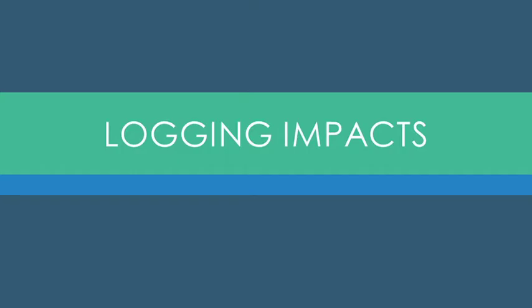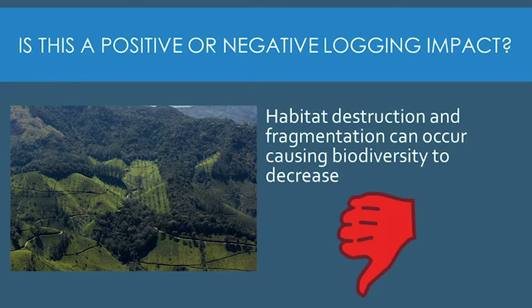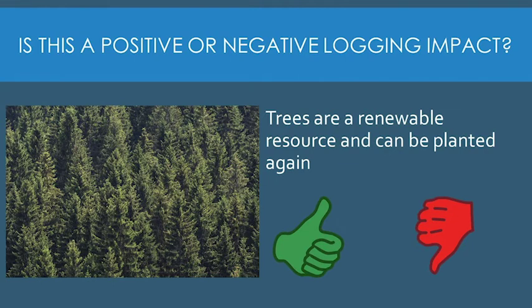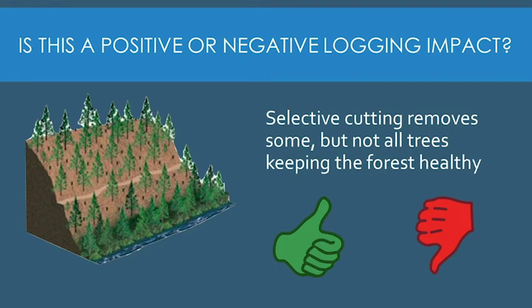Now, let's consider logging. Habitat destruction and fragmentation can occur, causing biodiversity to decrease. Is this positive or negative? Trees are a renewable resource and can be planted again. Is this positive or negative? Selective cutting removes some, but not all trees, keeping the forest healthy. Is this positive or negative?